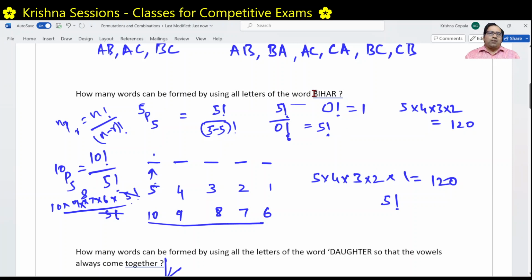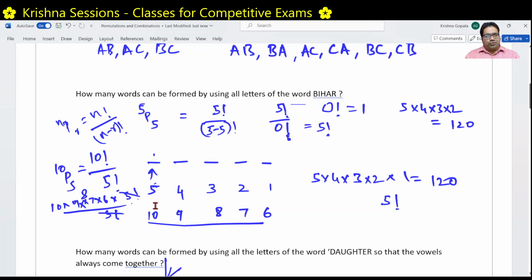What about if you have 10 letters, but you have to pick 5 letters? A 5 letter word when you have 10 letters in total. What does that mean? As per formula, it is 10P5. 10 factorial by (10 minus 5) factorial, which is 5 factorial, which is 10 into 9 into 8 into 7 into 6, as per the formula.